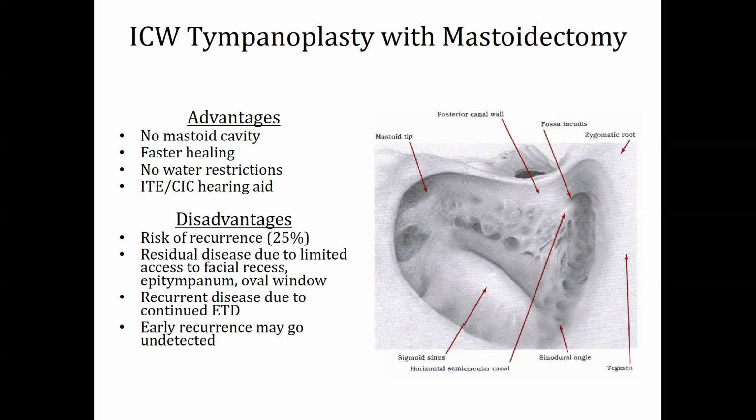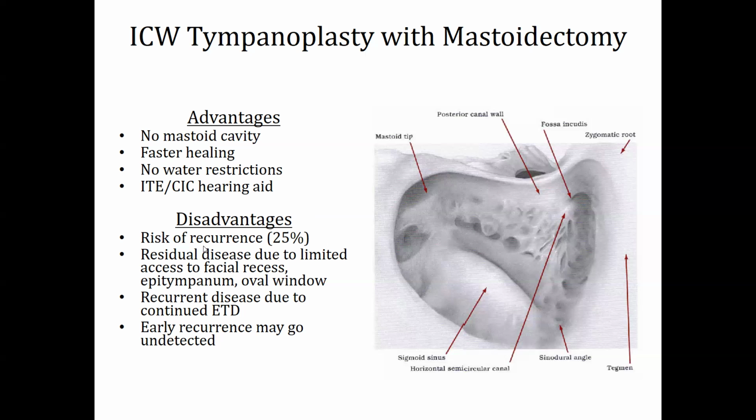Okay. The disadvantage, though, is it can be sort of a ticking time bomb, right? There's a higher risk of recurrence. Now, hopefully less now as people are getting more sophisticated with endoscopes. They can clean around nooks and crannies. But residual disease is oftentimes really hard to get out. Remember, if you leave one skin cell behind, it's going to come back. So under these little nooks and crannies near the antrum and in the sinus tympani, you can leave disease behind that is going to need to be cleaned out later, right?